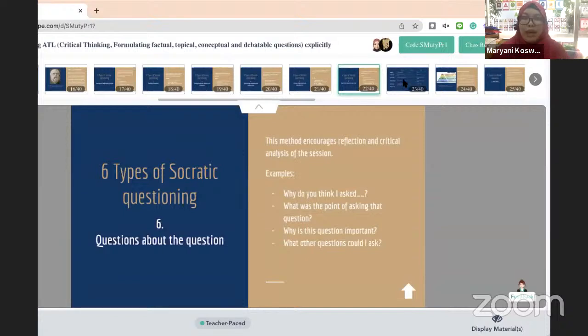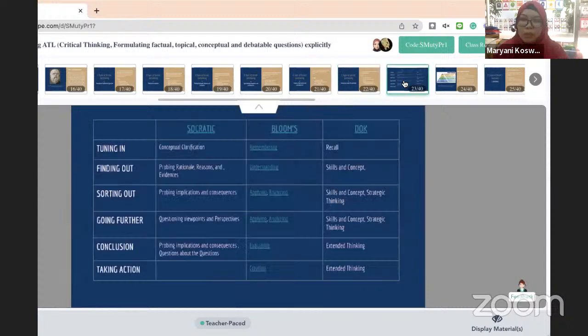Okay, we're going to have a different Q&A later on. Let's move on to Bloom's taxonomy. So perhaps Ibu Farah will continue with the Bloom's taxonomy.